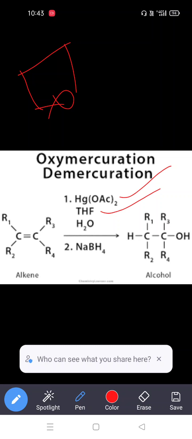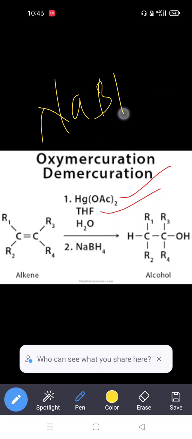This is the tetrahydrofuran, and H2O. H2O is involved in the hydrolysis process. So this is the first reagent. The second one, sodium borohydride. It is a reduction reagent. Sodium borohydride, reduction reagent. These both reagents we are using in oxymercuration and demercuration process.